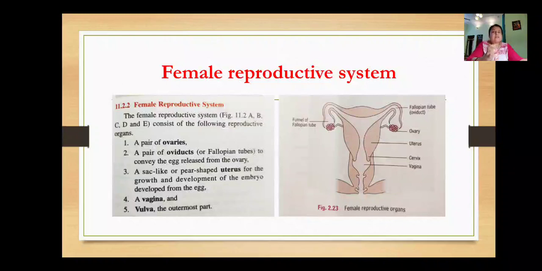Then we have a sac-like or pear-shaped uterus, the structure for the growth and development of the embryo that grows inside the uterus, okay, which is developed from the egg after fertilization. Then we have a vagina as well as the vulva, which is the outermost part. Now you study the structure well, okay, go through each and every part and labeling, because these may come in the exams, when diagrams are asked to be labeled, so you have to go through the labeling part also, okay.